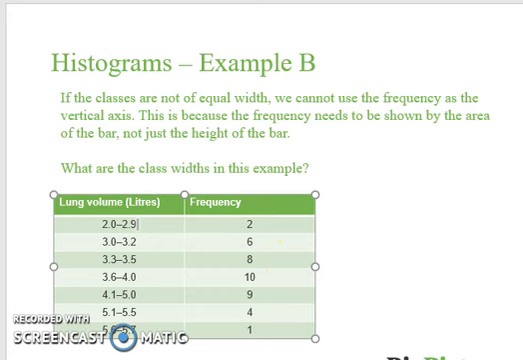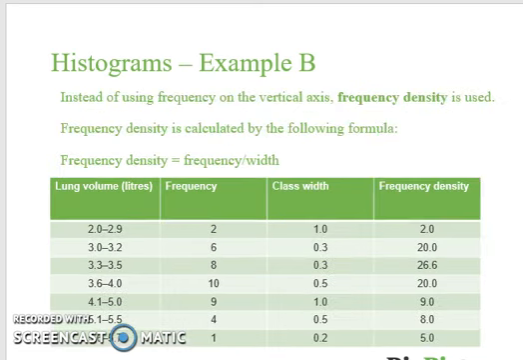If the class widths are different, then you cannot plot directly against the frequency. Instead, you have to find the frequency density. The formula to find the frequency density is frequency divided by width. For that, you already have the frequency. You have to find the class width. See, in this example, 2.0 to 2.9, as we already discussed, the class width is 1.